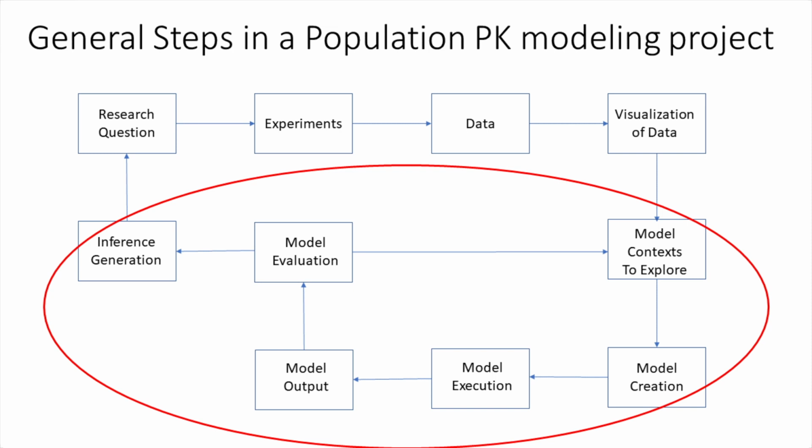What are the elements of model contexts to explore? What models might we want to consider? What do we look at in terms of output? And what are some very basic elements of model evaluation? And how does that allow us to generate inferences about the pharmacokinetic characteristics of the drug? Again, we're going to revisit our quetiapine example from the NIMH-funded CATIE studies.